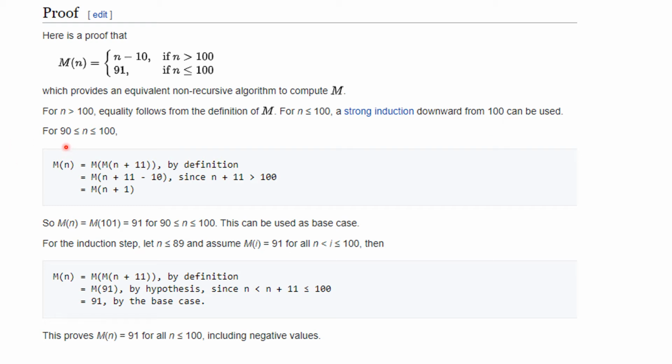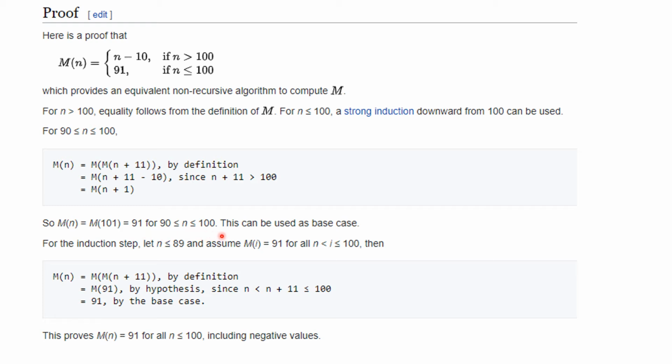And in particular from 90 to 100 inclusive, this argument will work, and you will find that M(n) is equal to M(n+1). So that means that these will ratchet themselves up as we found, and eventually they will hit M(101), and that will be 91 between these numbers.